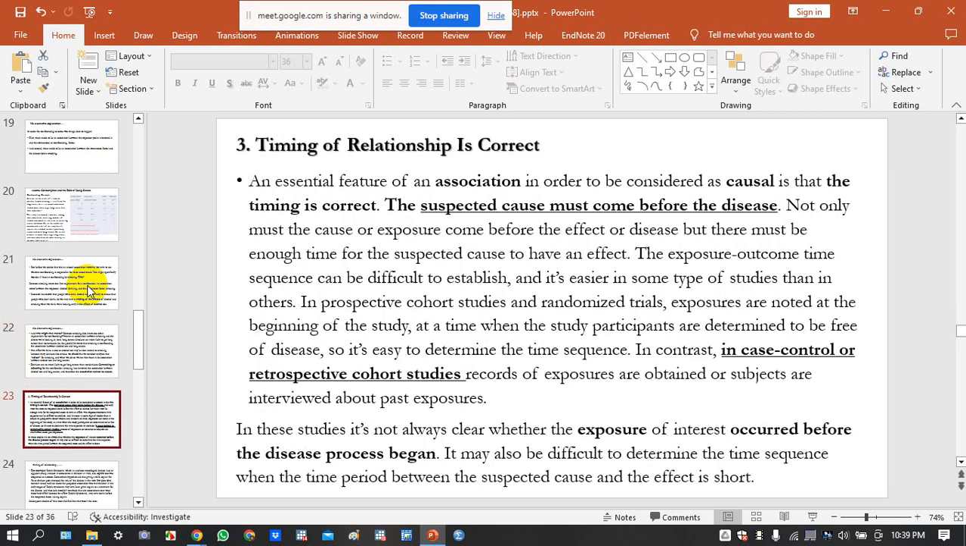Okay, let's go to the third one. The timing of the relationship is correct. An essential feature of an association in order to be considered causal is that the timing is correct.